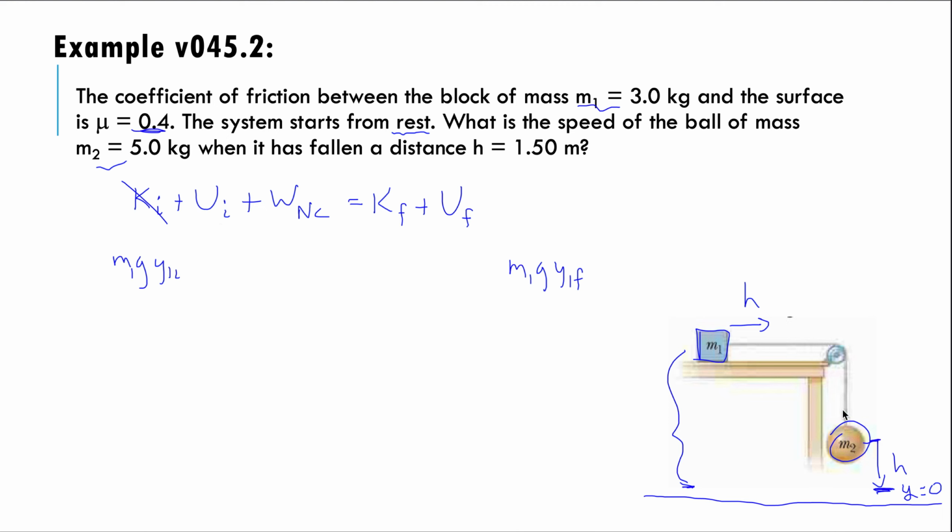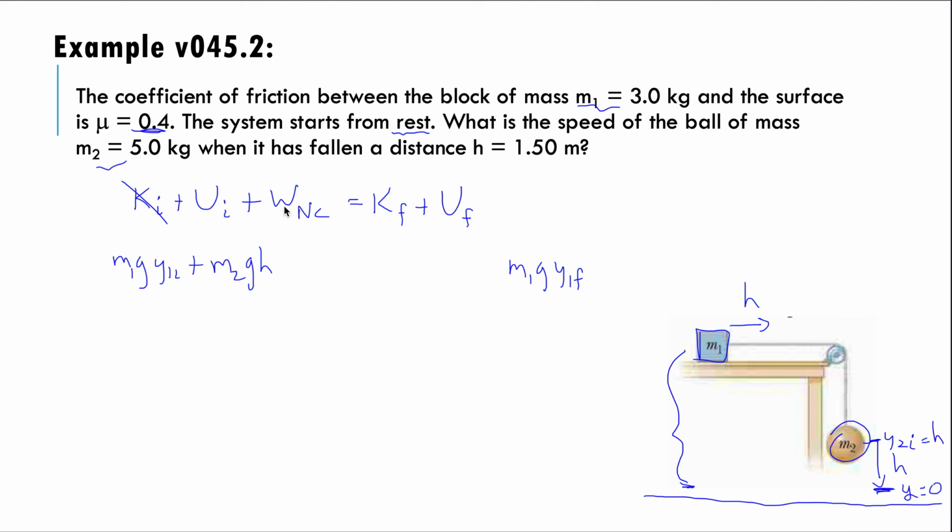Initially, it's going to have potential energy equal to M2 g y2 initial. But what's the y2 initial going to be? Well, relative to the y equals 0 point, that y2 initial is just going to be a height h above that. So we can call it M2 g h for the initial gravitational potential energy of mass 2. That takes care of our potential energies.